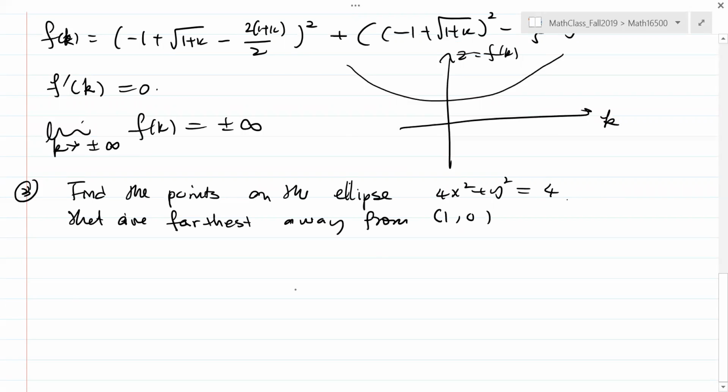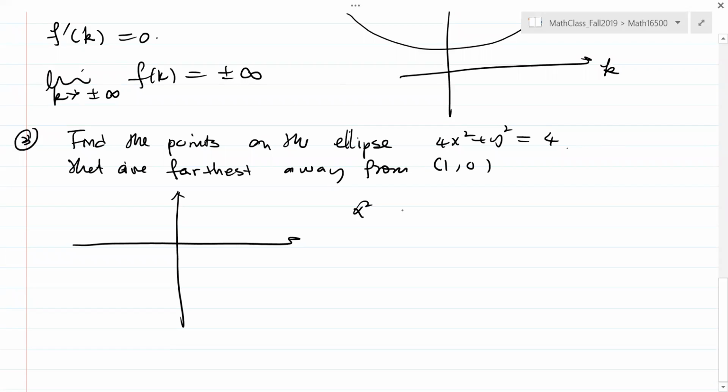So let's look at the picture. The ellipse is going to be x squared plus y squared over 2 squared equals 1, right? So it's 2 squared under the y squared. So when x equals 0, y is plus or minus 2. When y is 0, x is plus or minus 1. So this is an ellipse. Okay, and this is the point (1, 0).